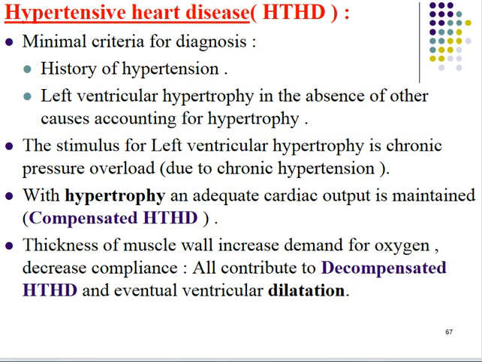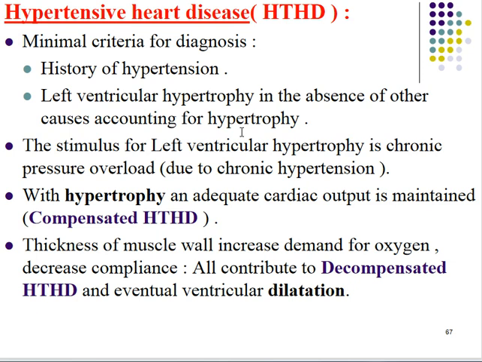The second is left ventricular hypertrophy, because chronic hypertension usually results in progressive enlargement of the left ventricle in the absence of other causes of left ventricular hypertrophy. So hypertension results in left ventricular hypertrophy with absence of other causes of the hypertrophy. The stimulus for the left ventricular hypertrophy is the chronic pressure overload due to chronic hypertension.